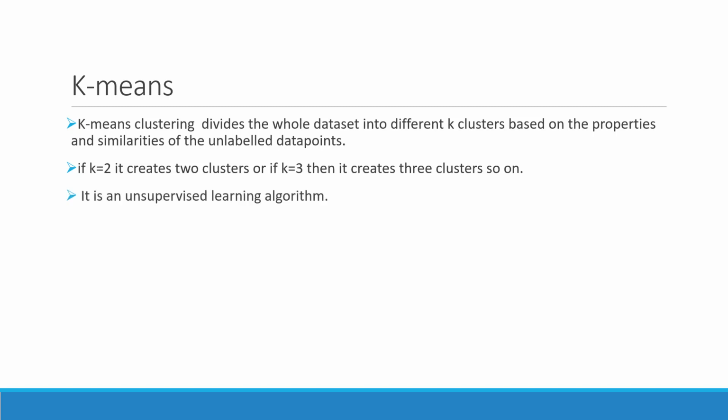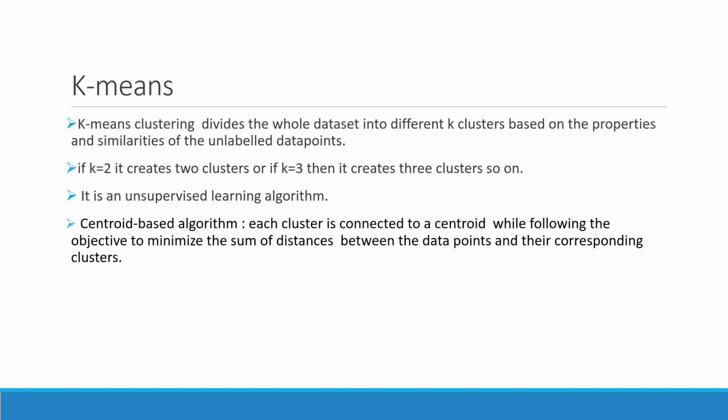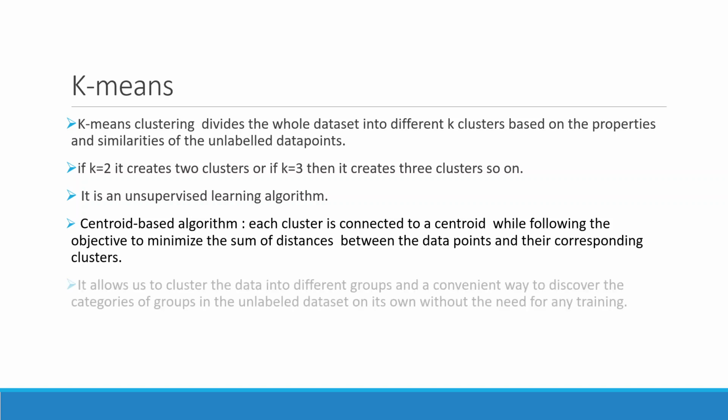And it is an unsupervised learning algorithm. That means it does not have any labeled data, so there will be no training set and test set for this algorithm. Next, it is also a centroid based algorithm. Each cluster is connected to a centroid, with the objective to minimize the sum of distances between the data points and their corresponding clusters. So it allows us to cluster the data into different groups, and is a convenient way to discover the categories of groups in the unlabeled dataset on its own without the need of any training.